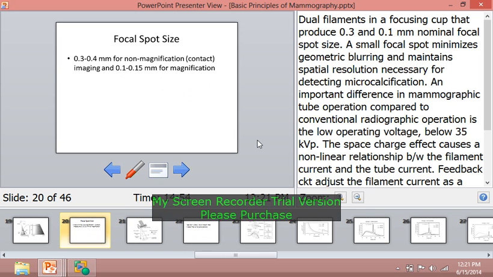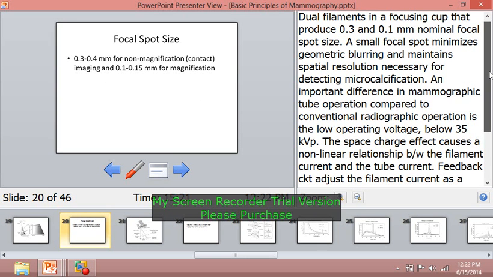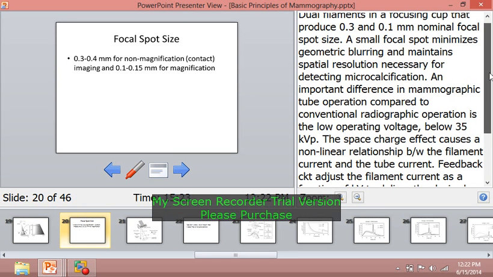So what kind of focal spot do we desire? We especially desire the point focal spot of 0.3 or 0.4 mm for non-magnification, and for magnification the focal spot is also reduced to 0.1 to 0.15 mm. So combining this, we can have the dual focal spot, that is dual filament in a focusing cup, that produces these two types of focal spot.